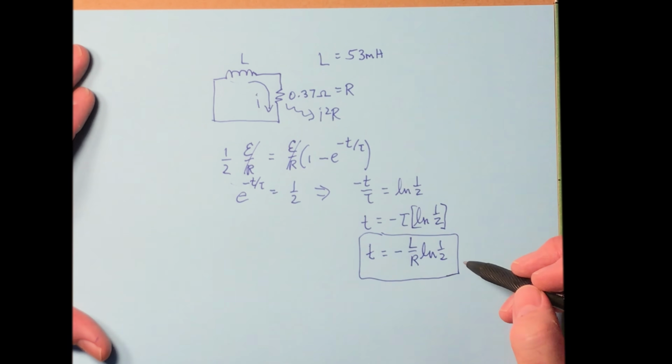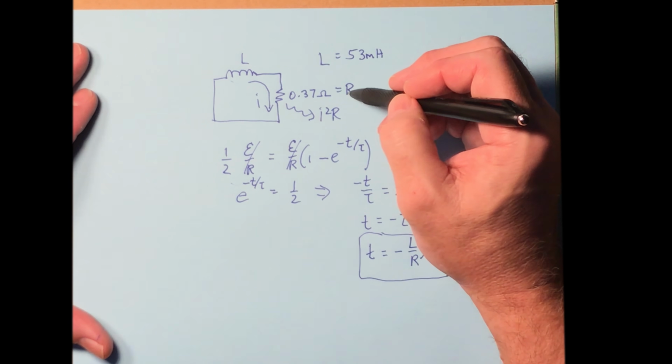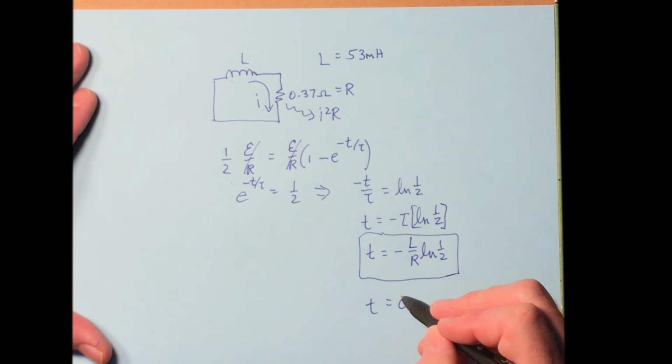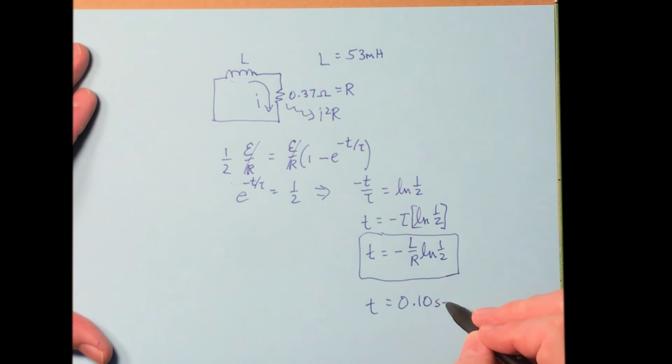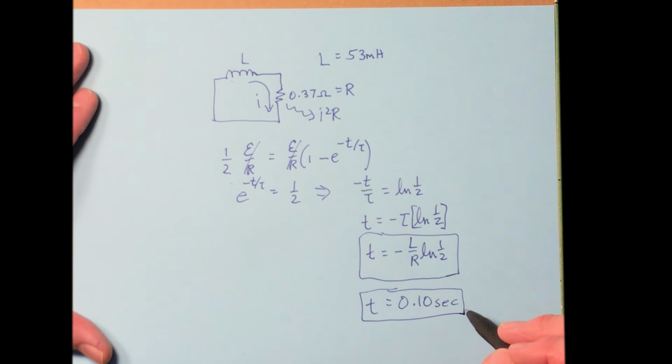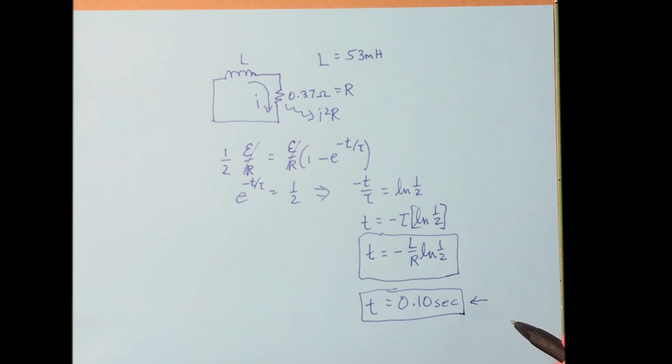So if we plug in our numbers here, here's what we get. T equals 0.10 seconds. So says the book. I did not check that. You should double check it. But that's so says the book. All right, let's move on.